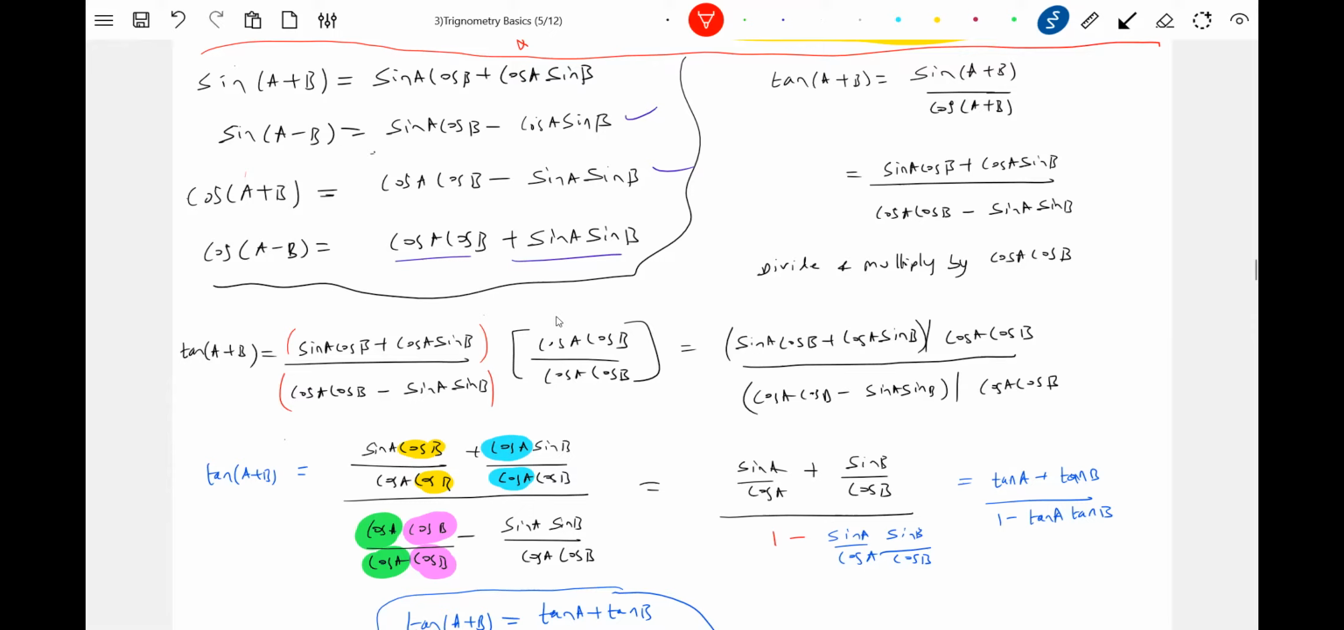Let me rearrange this one. These things: sin A cos B by cos A cos B, cos A sin B by cos A cos B. I think this may not be needed. Unnecessary confusion for you.